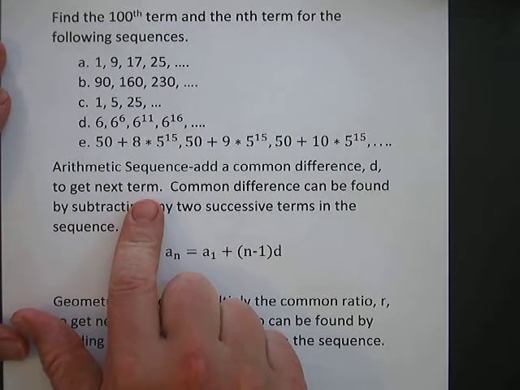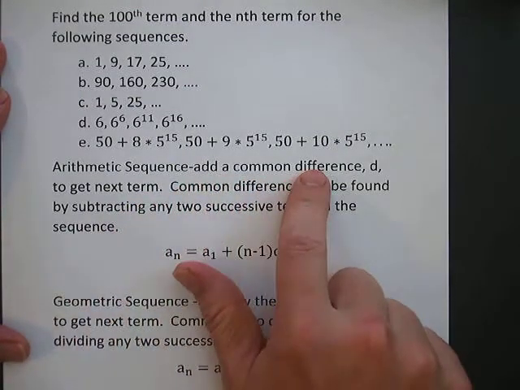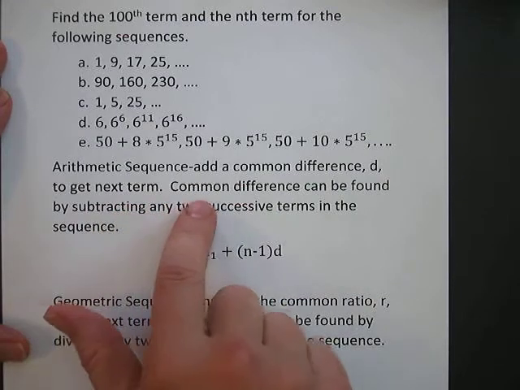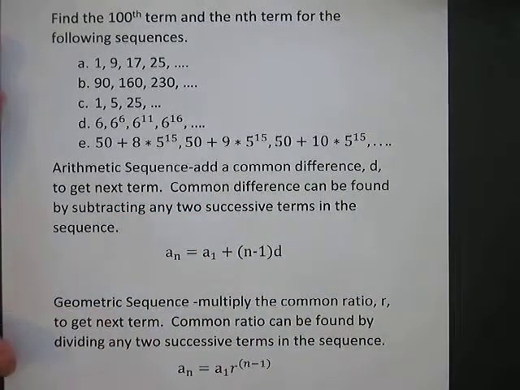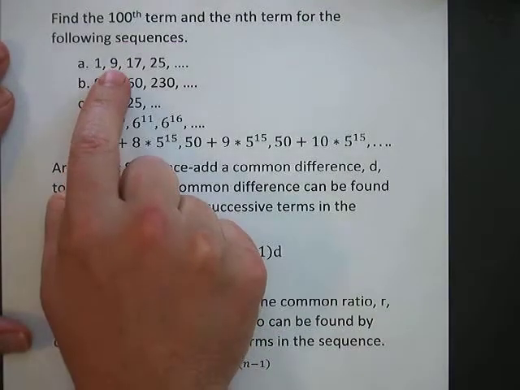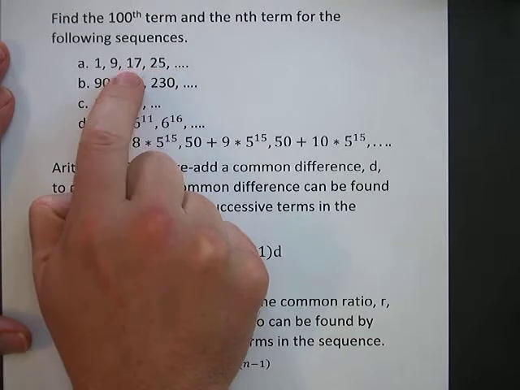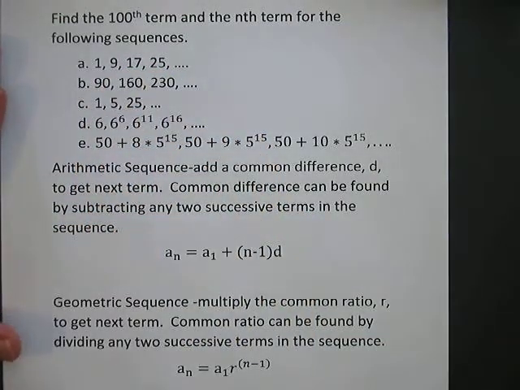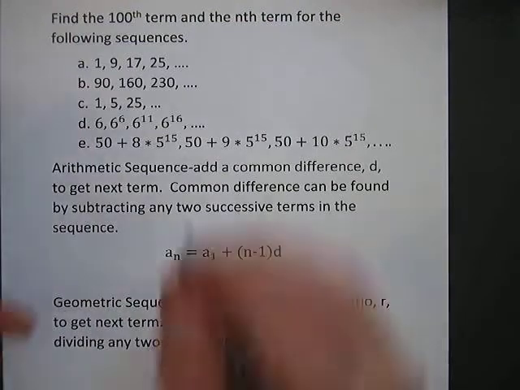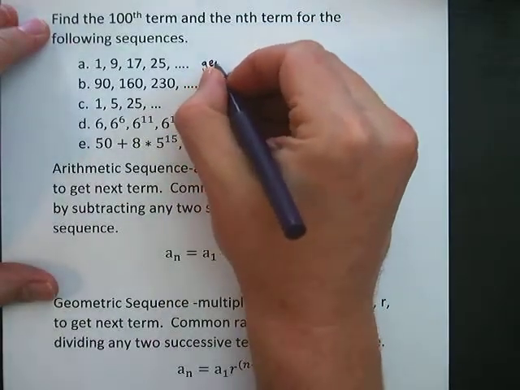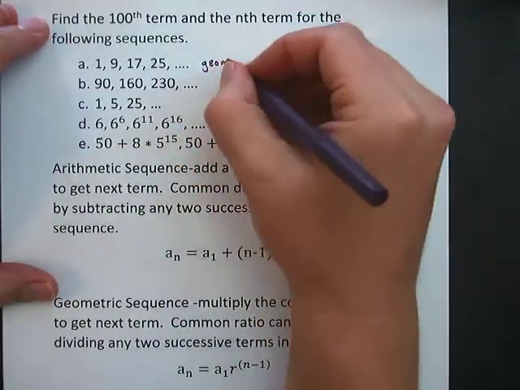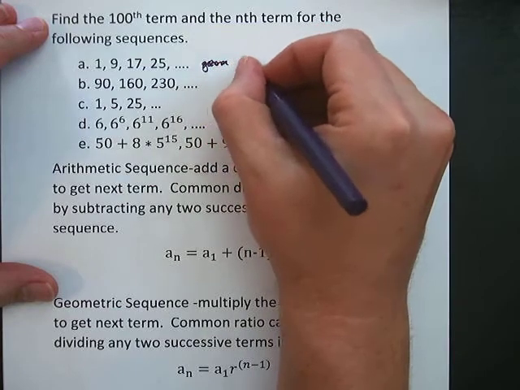An arithmetic sequence, you add a common difference d to get the next term. The common difference can be found by subtracting any two successive terms in the sequence. So like on this first problem, 9 minus 1 gives you 8. 17 minus 9 gives you 8. 25 minus 17 gives you 8. That means this first one is geometric. Or excuse me, this first one is arithmetic.